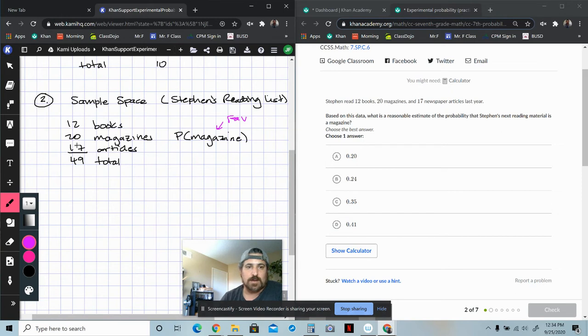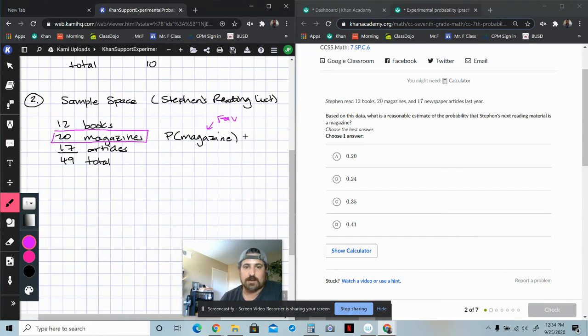So magazines is 20, so that's our favorable. And our total possible is 49. So that means that our answer for the probability of reading a magazine next would be 20 out of the 49. That's it. Now, 20 out of 49 is approximately close to 20 out of 50, right? Which is going to basically come out to 2/5 or 4/10. So it's about 0.4, it looks like. So the closest answer there would be 0.41.